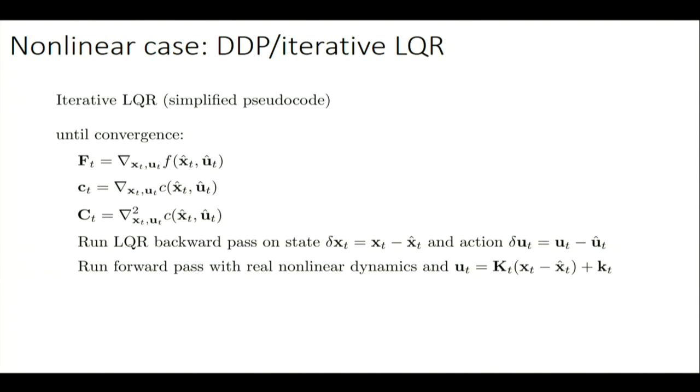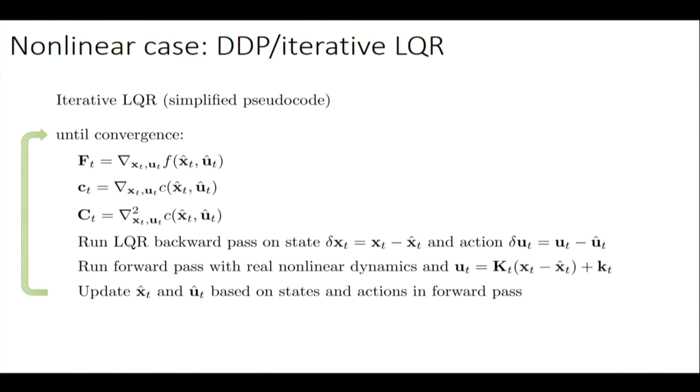So you run the forward pass, and in the forward pass you actually run through the real nonlinear dynamics. So when you actually step forward, you step through the true nonlinear dynamics to get the actual states that you will encounter. That way, your state x hat will always be a real state that's dynamically consistent. And then you update x hat_t and u hat_t based on the states and actions that you actually saw during your forward pass. So now you've changed your nominal trajectory, and then you can repeat. So linearize the dynamics, quadraticize the cost, run LQR with a forward pass using the true nonlinear dynamics, get updated actions, and then repeat the process.